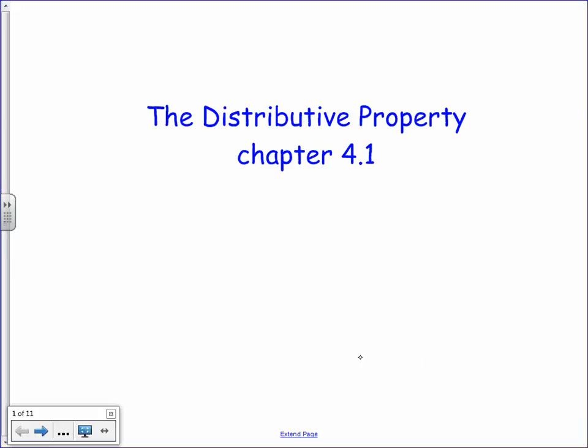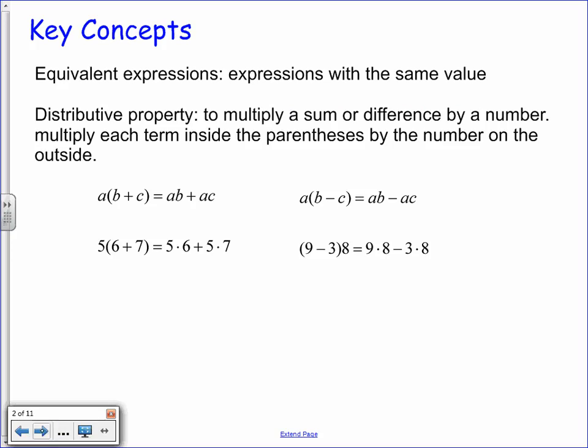Okay, we're going to begin chapter 4. This is 4.1, the distributive property. Now here are a couple key concepts. I'd like you to pause my video and copy these into your notes, and when you're finished copying, go ahead and replay me while I explain them.